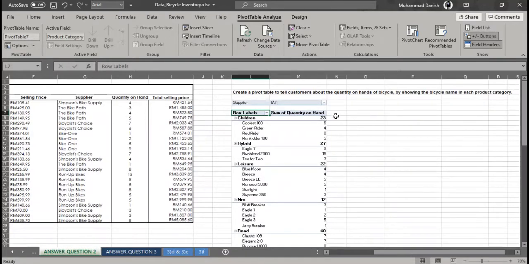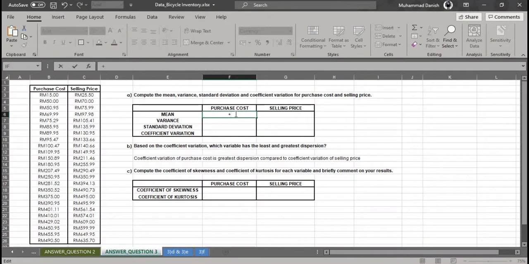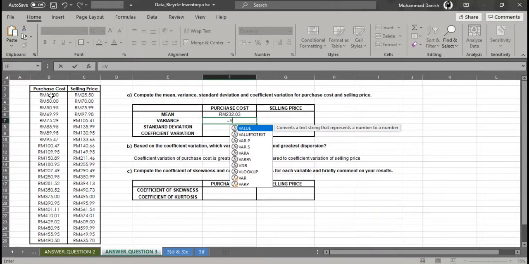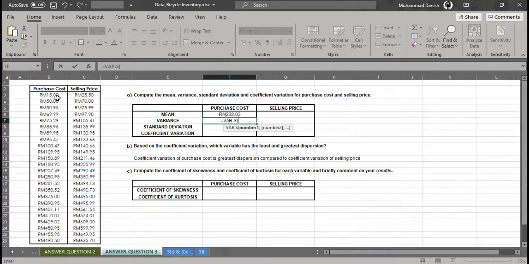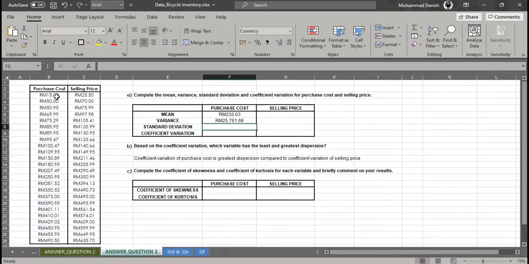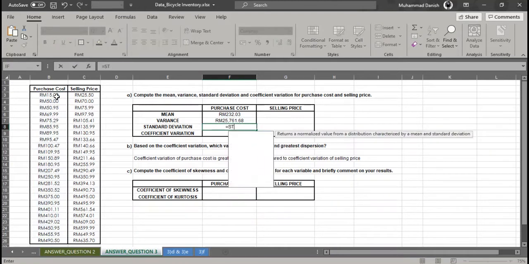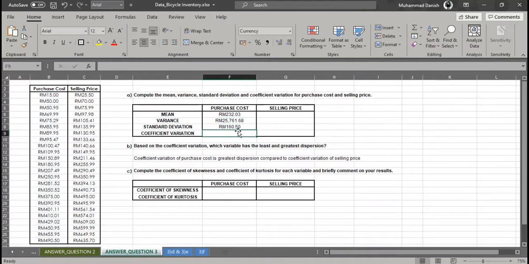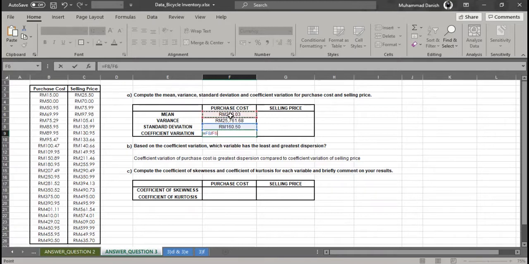it, it's done. Next, for question 3a, for the mean formula, you type equal to average and you select the data. For variance, equal to VAR.S, select the data. For standard deviation, you type equal STDEV.S, again you select the data. For coefficient variation, that would be standard deviation divided by mean.